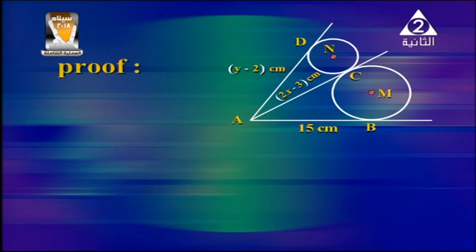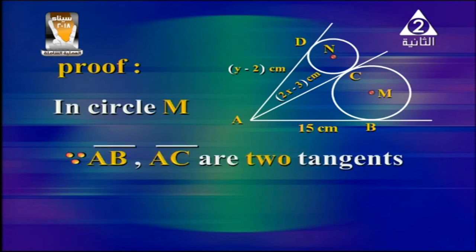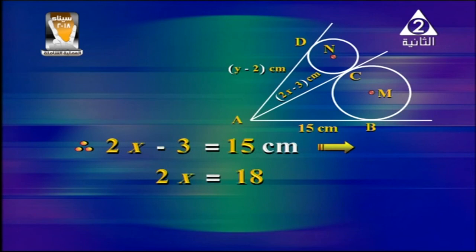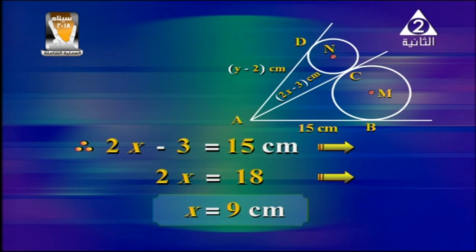First of all, when you look at circle M, you are going to notice that AB and CA are two tangents drawn to the circle from a point outside it. So we can say that AB equals AC. Then what about AB? It is 15. AC is 2x minus 3. Then we can say that 2x minus 3 equals 15 centimeters. So 2x equals 18, and then the value of x equals 9.